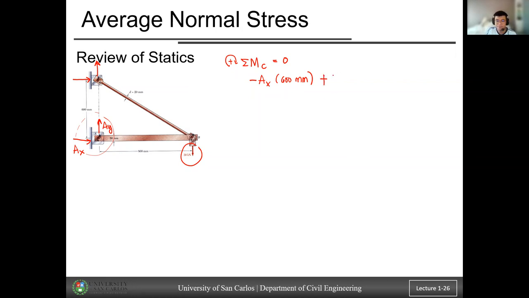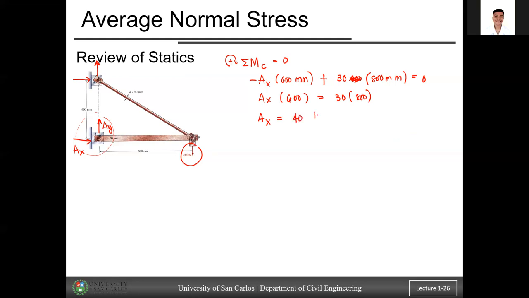And then plus 30 kilonewtons, so I just make it 30, or it can be 30,000, okay. Your answer later on will be in kilonewtons. 30 times 800 millimeters is equal to zero. So we have AX times 600 equals 30 times 800. So AX is equal to 40 kilonewtons.